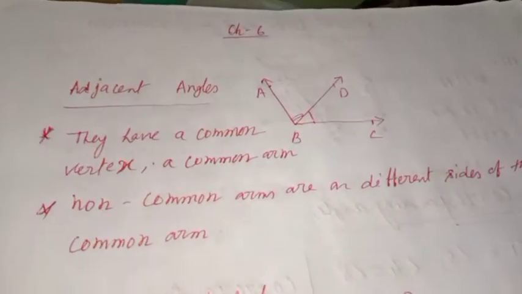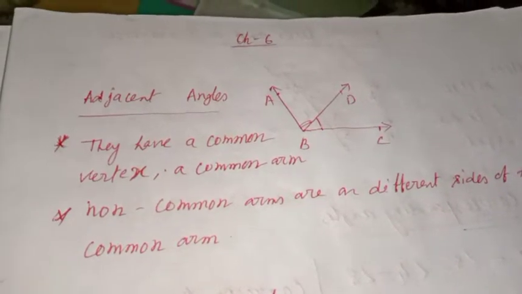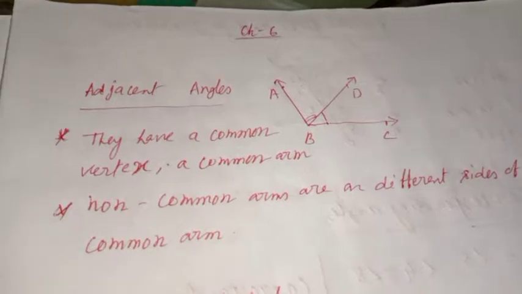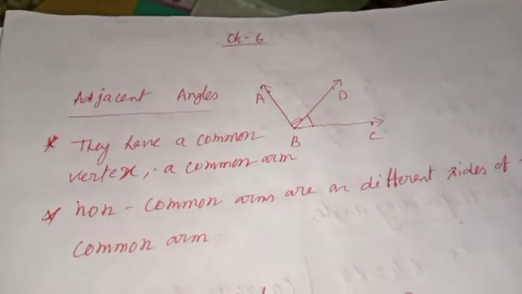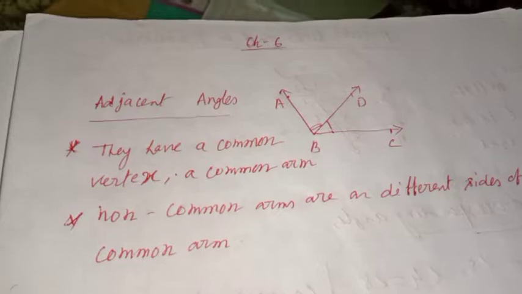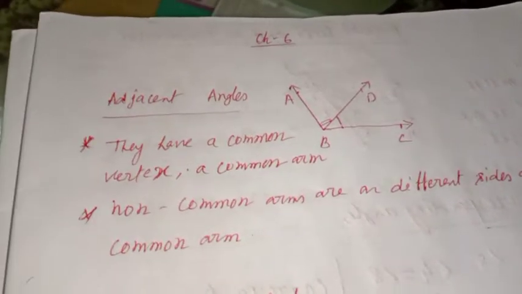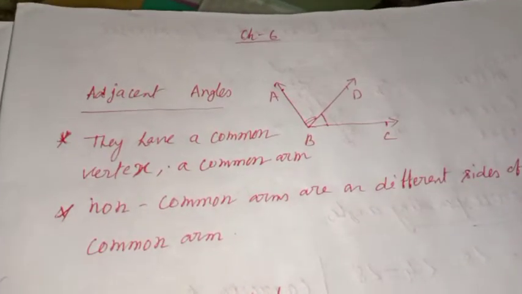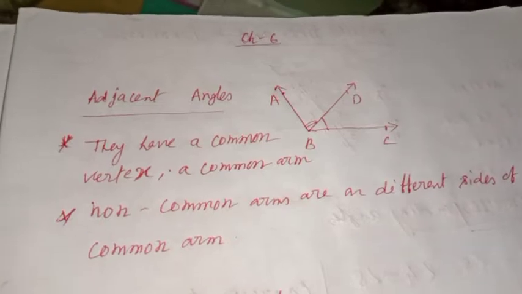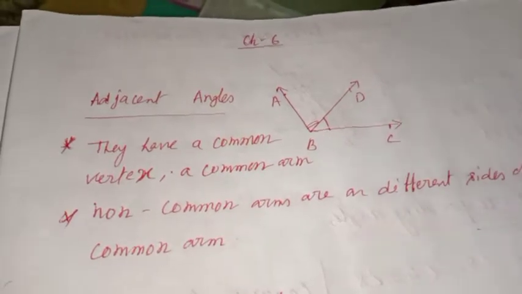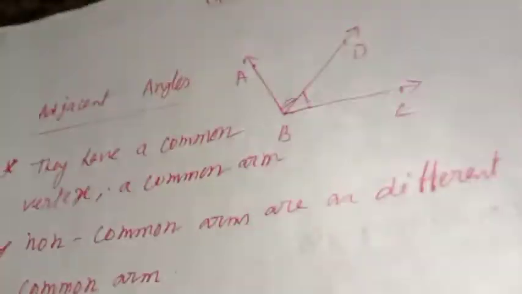Good morning, students. In the previous classes, especially in the last class, we started Chapter 6, Lines and Angles, and we discussed different types of angles. And I gave homework on adjacent angles and vertically opposite angles. So now I want to repeat those things first.